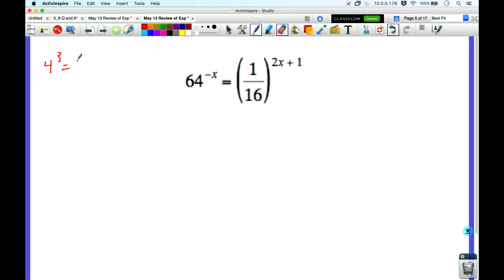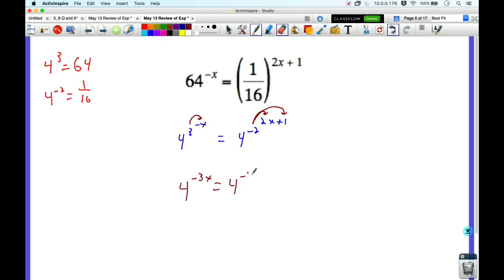4 to the third is equal to 64, and 4 to the negative 2 is equal to 1 over 16. So now I can rewrite this as 4 to the third to the negative x, and this side as 4 to the negative 2 to the 2x plus 1. Now when you've got a stack of exponents, you can multiply that stack. Be sure to distribute the negative 2 here, and we will get 4 to the negative 3x equals 4 to the negative 4x minus 2.